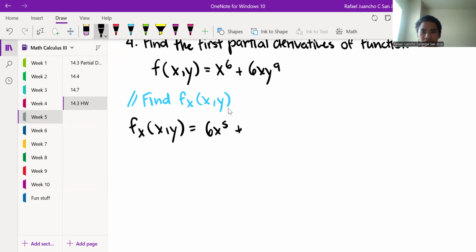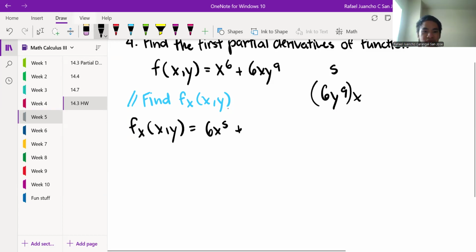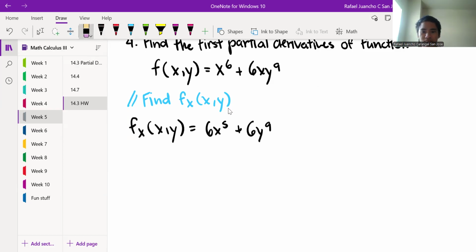Let me take out my 6 and y to the 9th are constants. So this could be a number on its own. I could say like 6y to the 9th x. Then I treat these as a number, like, I don't know, 5. I don't even care. I can treat it like a number. So if I treat it like a number, and then I have my x here, I take the derivative of this x, well, I get 1. So I just get 6y to the 9th. Done.